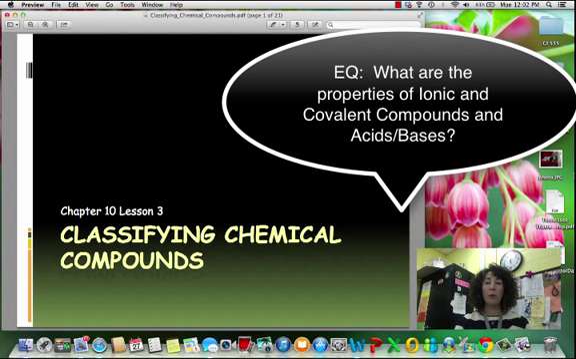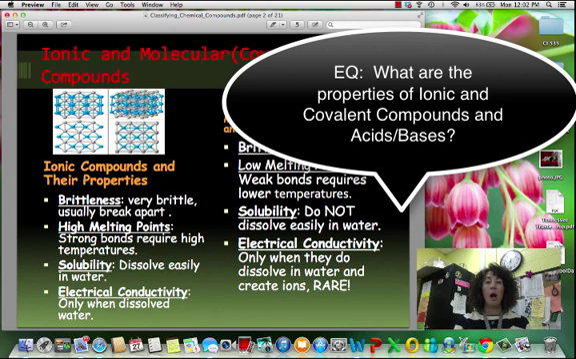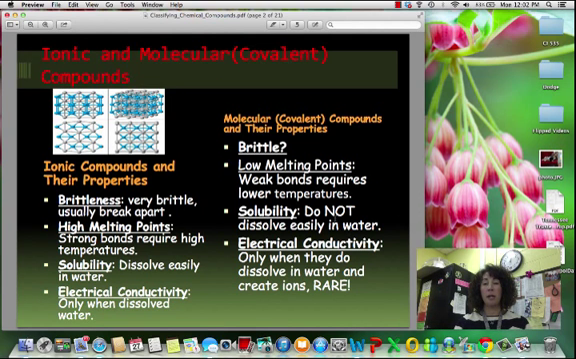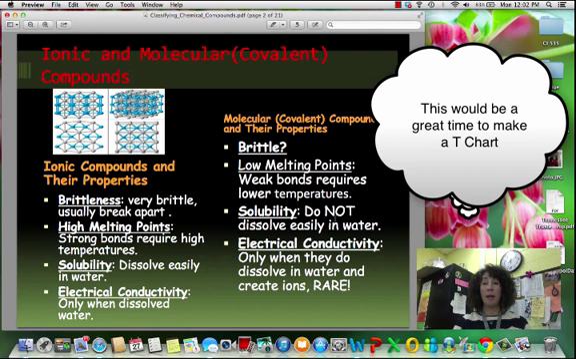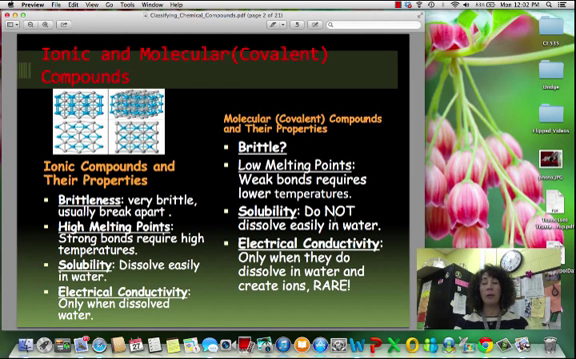Okay, so we are just moving right along in our unit on chemistry. So let's move into how we can classify chemical compounds. All right, we've talked about two different types of bonding. We know that there are ionic bonds, which are between ions, metals, and nonmetals, and there are covalent or molecular compounds that are derived from covalent bonding, where the electrons are being shared.